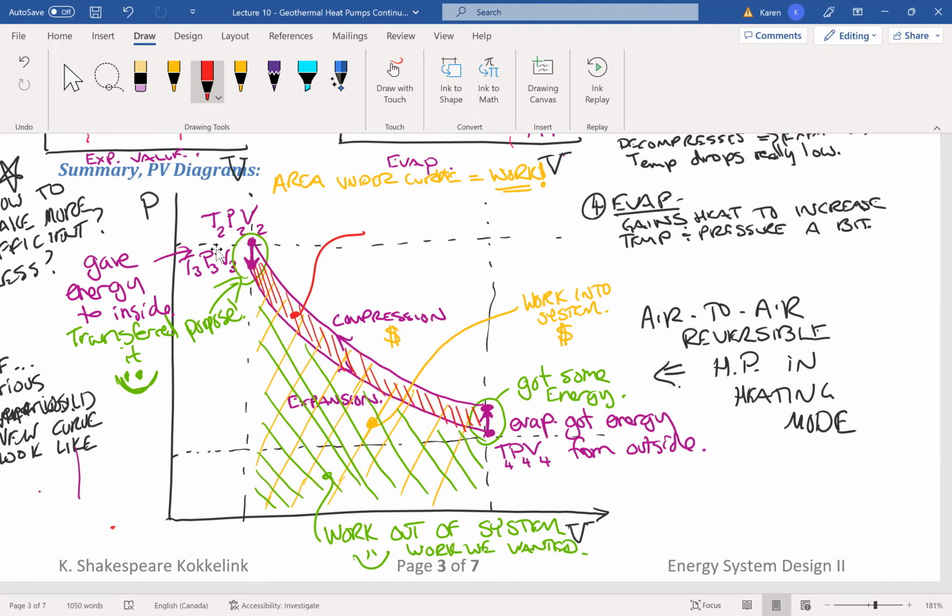That heat pump's pretty efficient. Yeah, and how do you know it's pretty efficient? Because the work out and work in are fairly similar. Right, exactly. So this is basically the difference between the two. So you could say that this is the net work. This is the net work into the system.